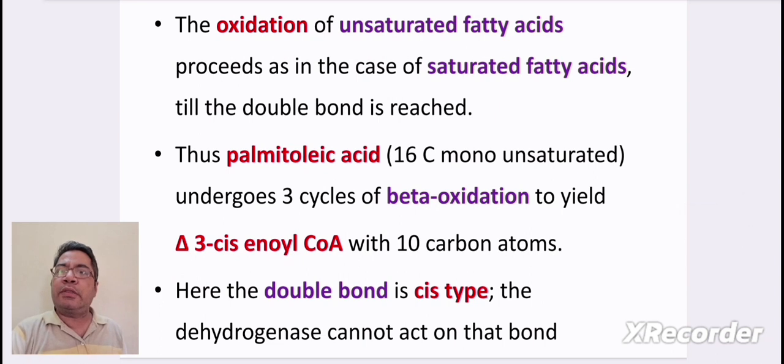The oxidation of unsaturated fatty acids proceeds, as in the case of saturated fatty acids, till the double bond is reached. Thus, palmitoleic acid undergoes 3 cycles of beta oxidation to yield delta 3 cis enoyl CoA with 10 carbon atoms. Here, the double bond is cis type. The dehydrogenase cannot act on that bond.